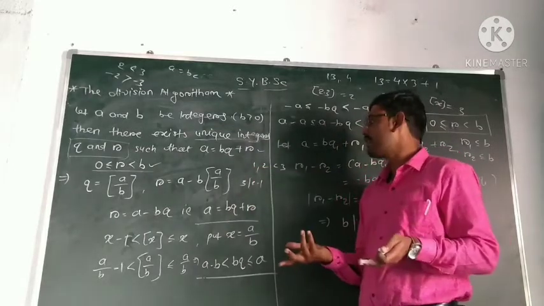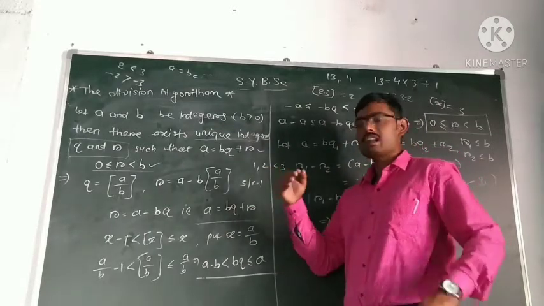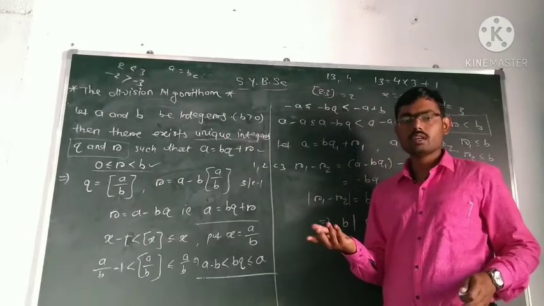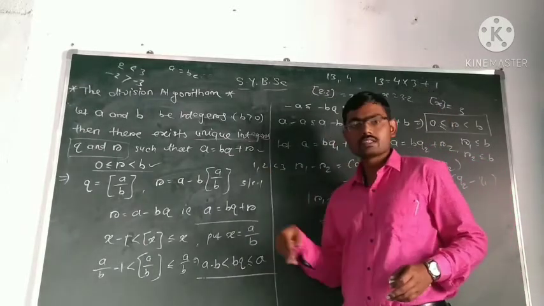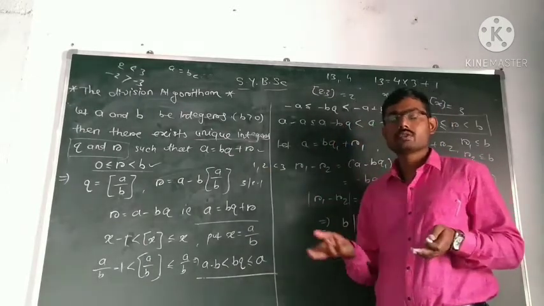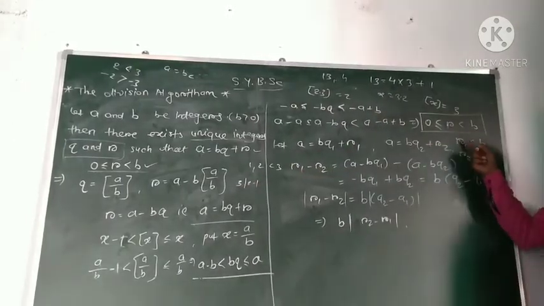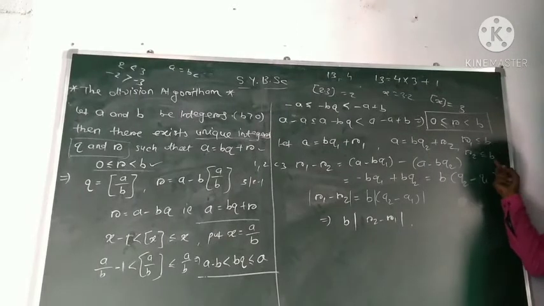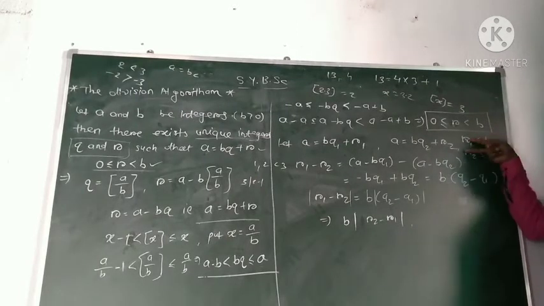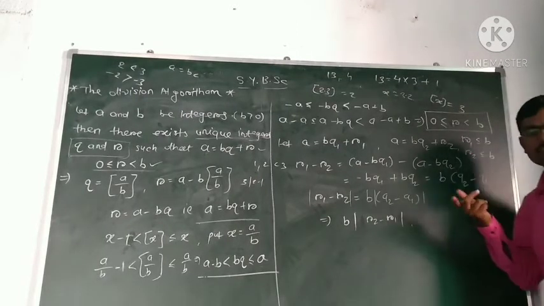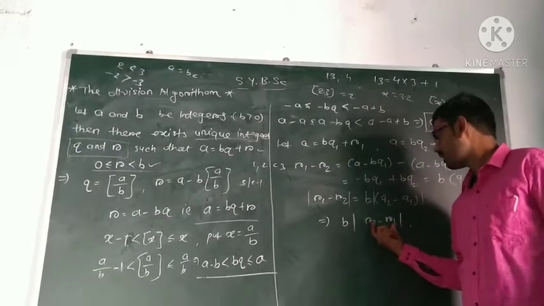So why would 3 divide their difference? These numbers are already less than 3, and if we take their difference it is also less than 3. So can 3 divide their difference, 1? No. Here also, the numbers R1 and R2 are already less than B, and we are taking their difference, so the difference is also less than B. So B cannot divide their difference.